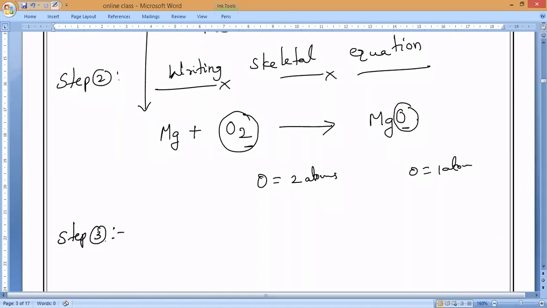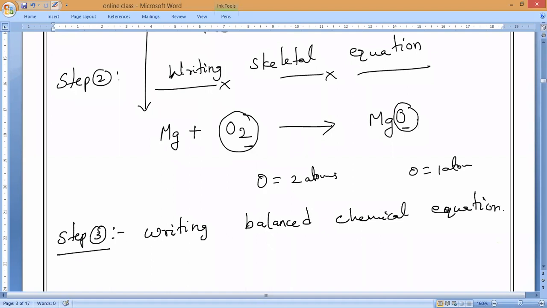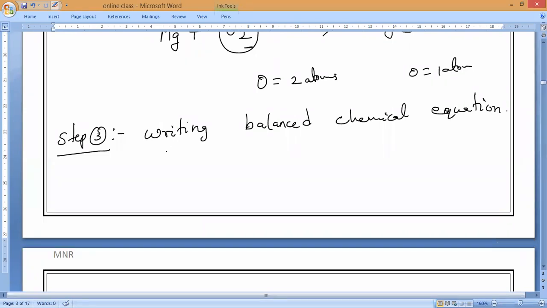Now, after that, what is step 3? Balanced equation. Writing balanced chemical equation. Everywhere you have to follow this. Everybody make it. Clear, everyone? So now balance, tell me. Magnesium plus oxygen will give you MgO. Now we have two oxygen atoms here, but only one here. So we have to multiply in front, we have to change it.